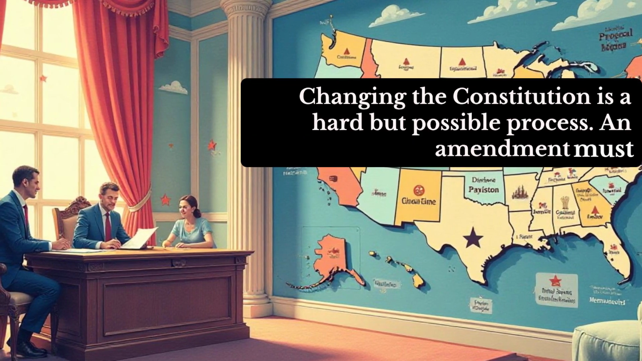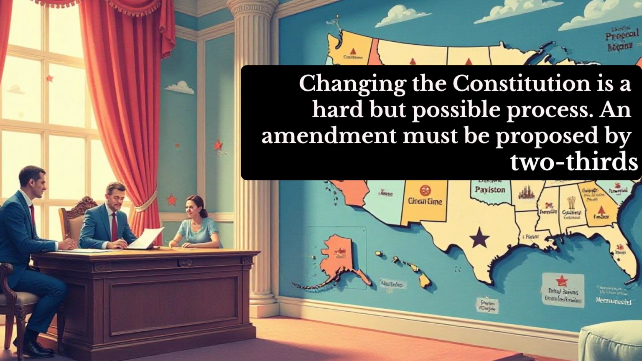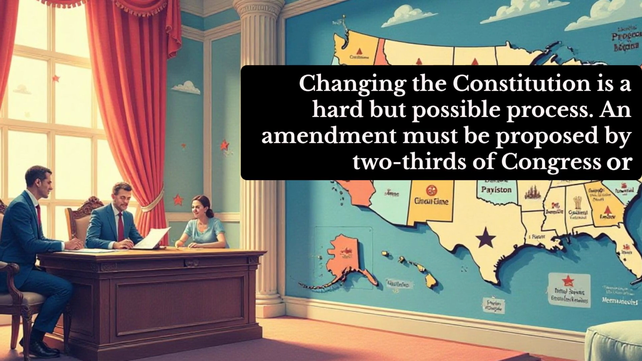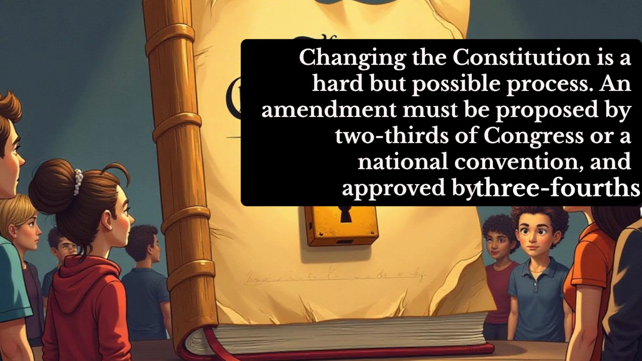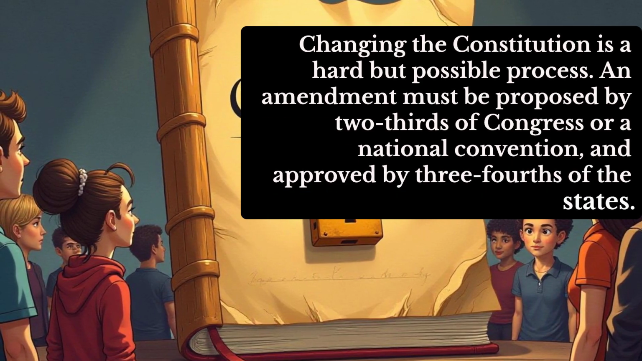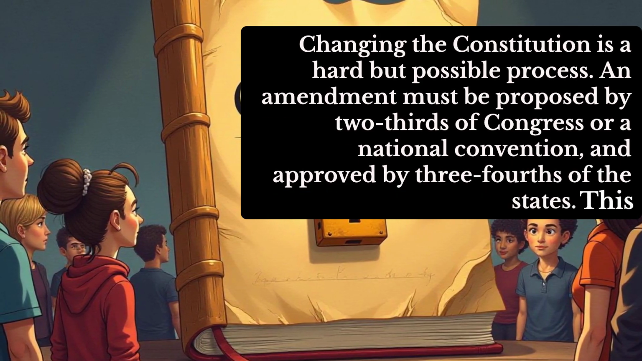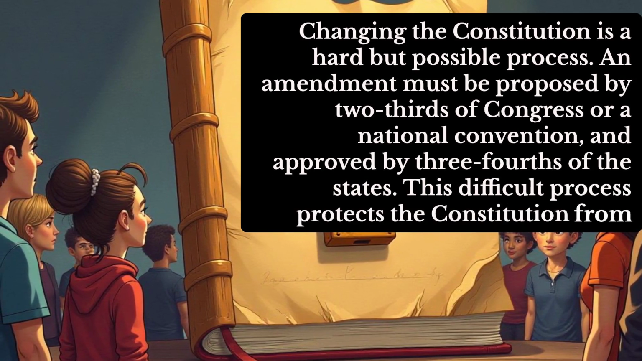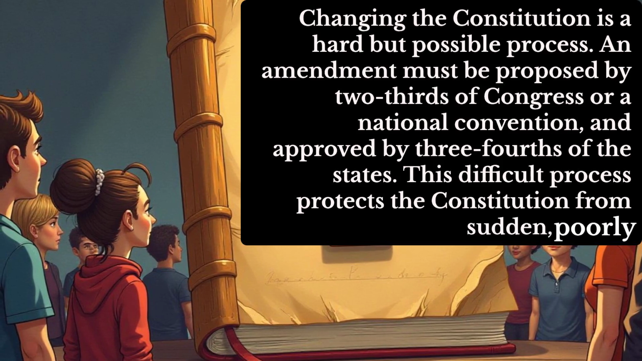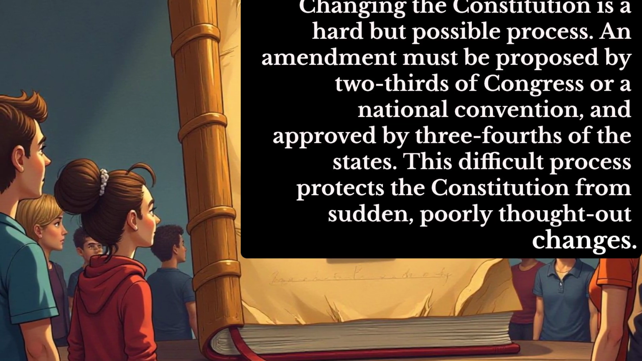An amendment must be proposed by two-thirds of Congress or a national convention, and approved by three-fourths of the states. This difficult process protects the Constitution from sudden, poorly thought out changes.